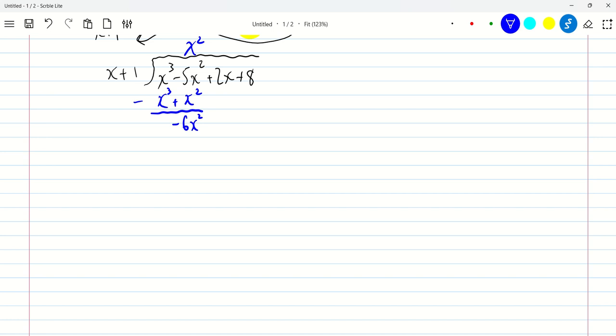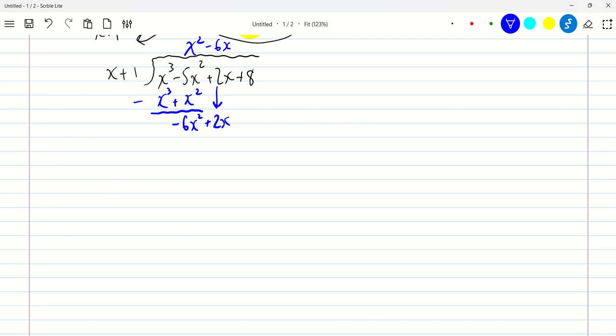Now, if you've got two terms up here, then you always need to have the same number of terms down here. So at the moment, we've only got one term down there, so we need to bring another one down. So what we're going to do is bring down 2x down to here, and then we're going to repeat the process. So again, what do I need to multiply x by to get negative 6x squared? And the answer is negative 6x. So I know I need to multiply by negative 6x, so I write negative 6x up here.